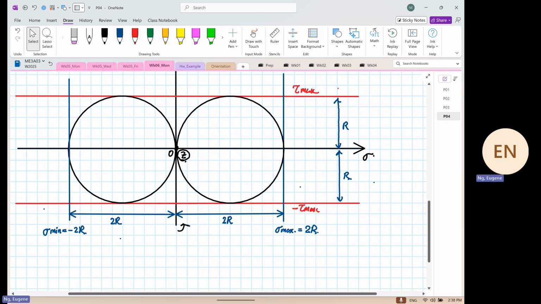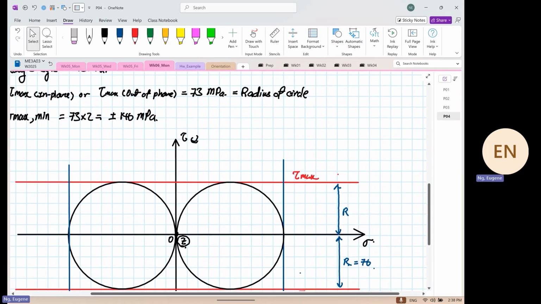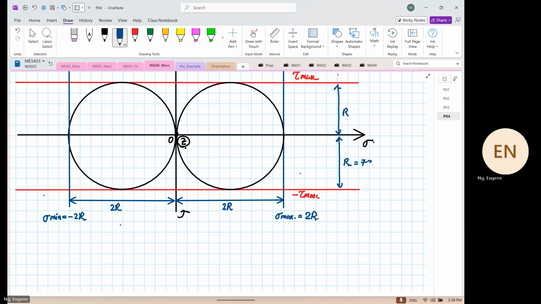Right. So if radius is equal to what? 76. Is it 76 for this problem? 73, sorry. The maximum will be positive 146. The minimum will be minus what? 146. Okay.